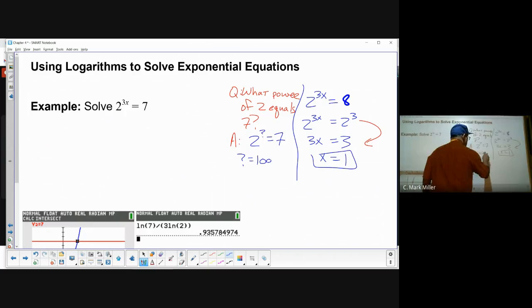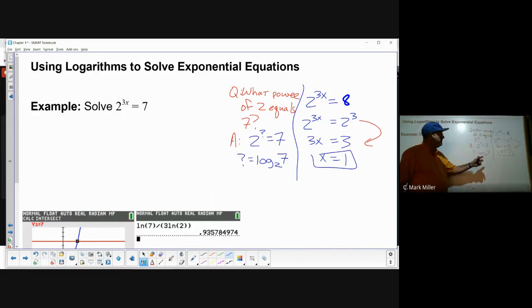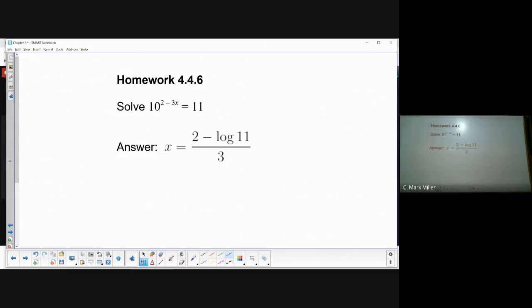The question mark here is log. The base here is 2, of 7. So this is the power to which 2 must be raised to equal 7. That's log base 2 of 7. And we're going to use that property here. How are we going to use that? Well, 2 to the 3x, we are going to take log base 2 of each side. And you know what? There's one little property we're going to have to use here.